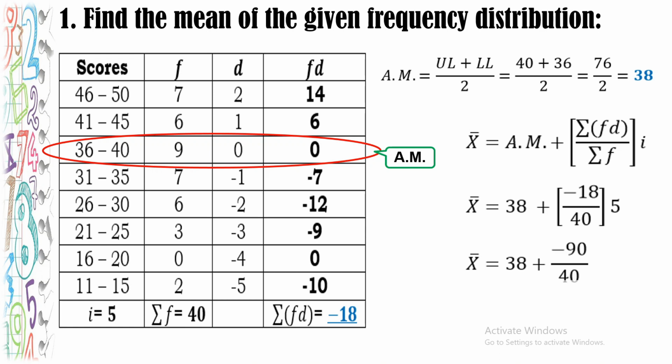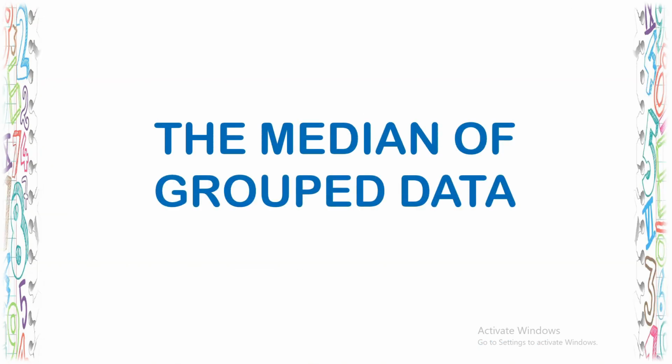So we have 38 plus -18 times 5, we have -90. Divided by 40 is -2.25. So we have 38 plus -2.25, that is, very good, 35.75. So the mean of the given data is 35.75.